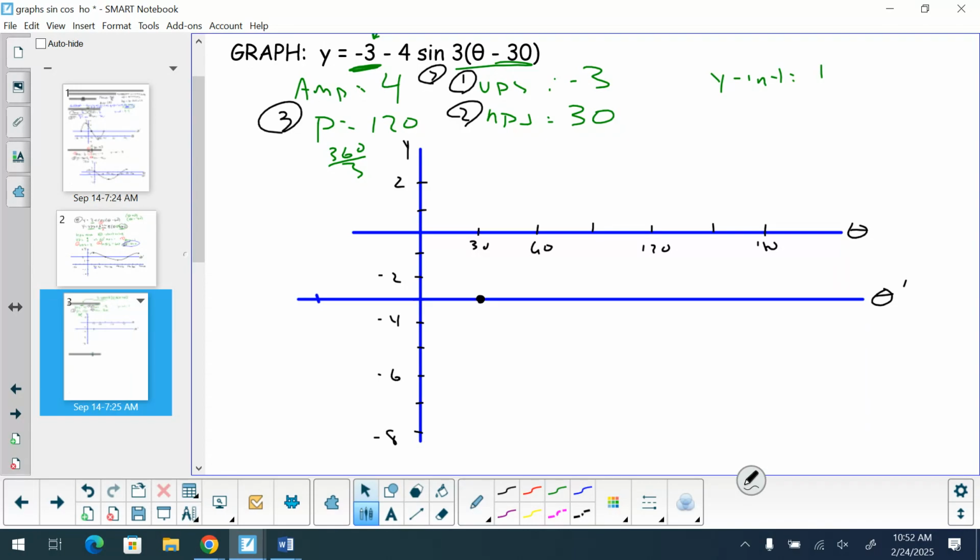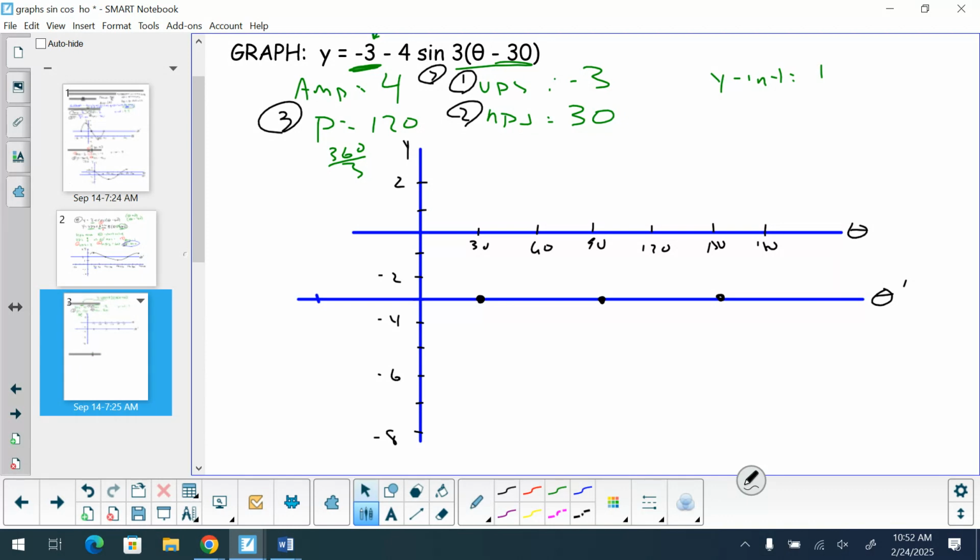Period 120. So take a look at 120 degrees away from 30. Takes us out to 150. Prime axis again. So we have 150 plus 30, 180, divided by 2. 90 will be on the prime axis.